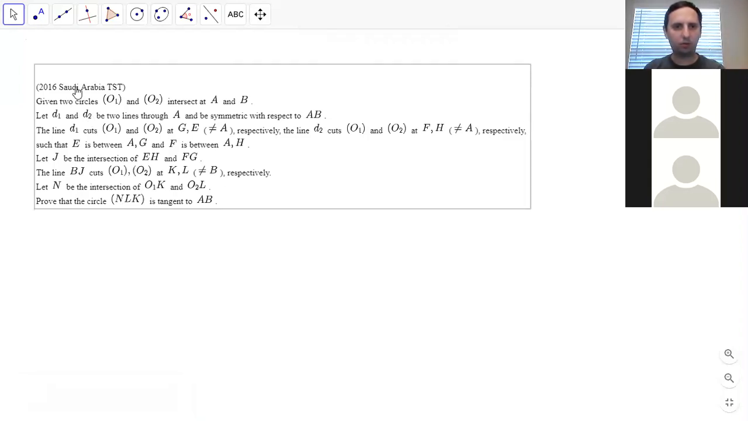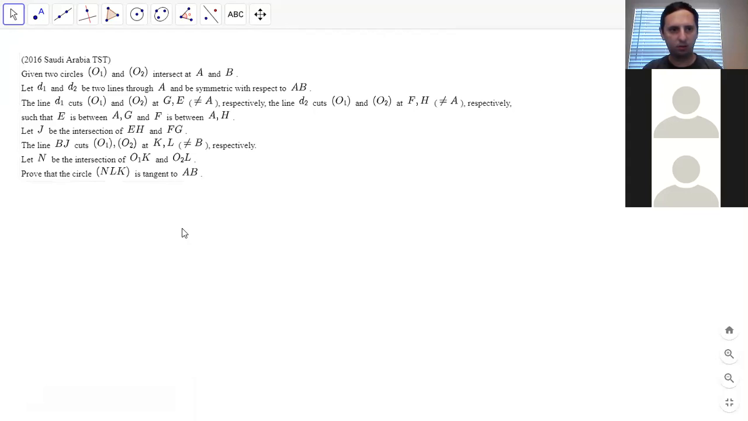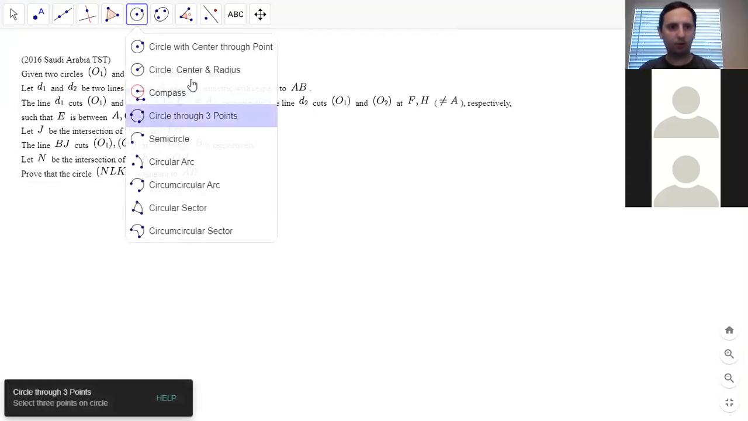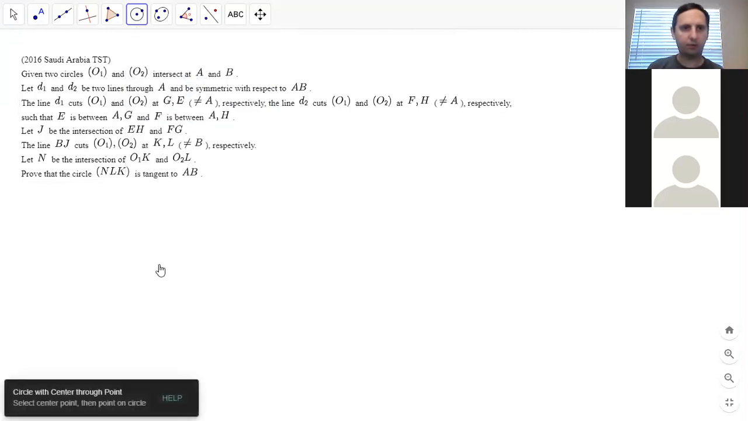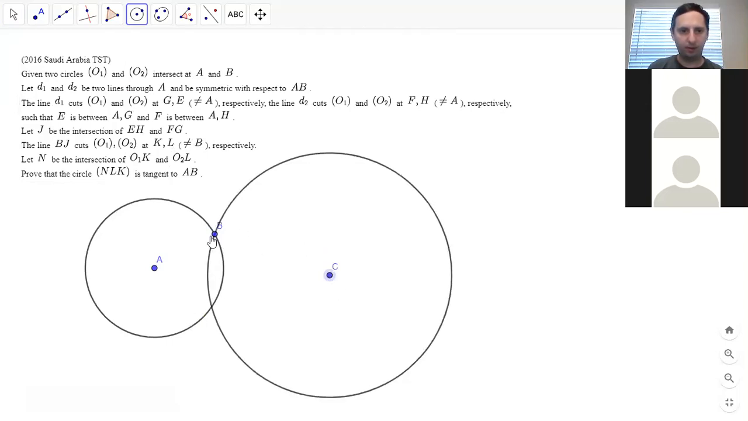Let's see. So this one, it's a longer problem, but I'm not sure it's as hard as it looks. So let's give it a shot. Oh, whoops, I don't want that. So the two circles intersect at A and B.